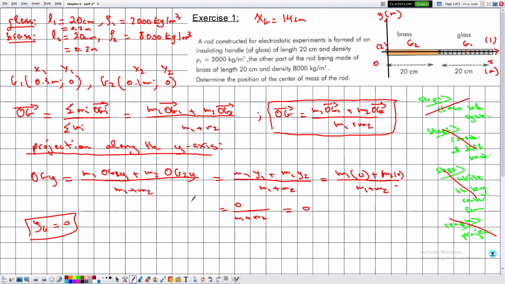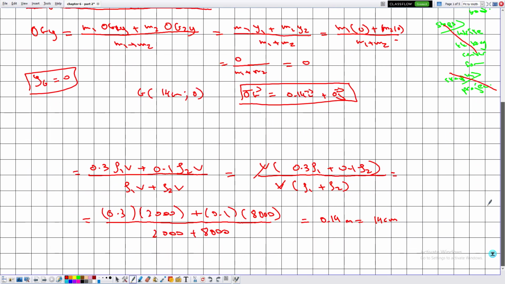So in this case, the coordinates of the center of gravity of the system are given by G, which is 14 centimeters and 0. And the vector notation is expressed as 0.14i plus 0j. And let's check the location of the center of gravity. So actually it must be somewhere between G1 and G2, so this number is not reasonable. Let me check the calculation again that I've done here.